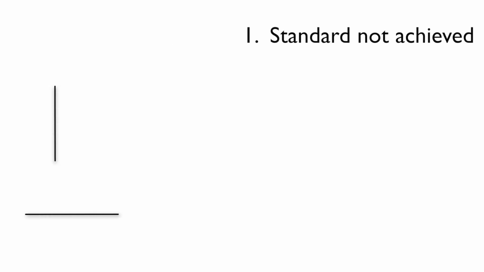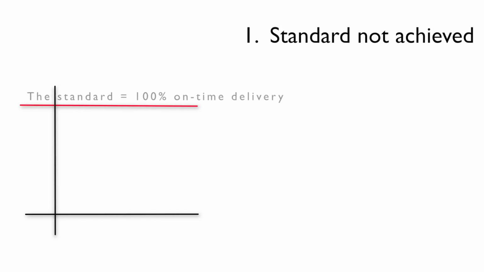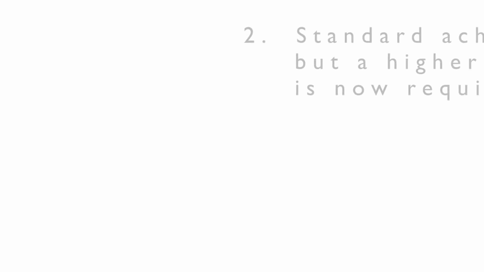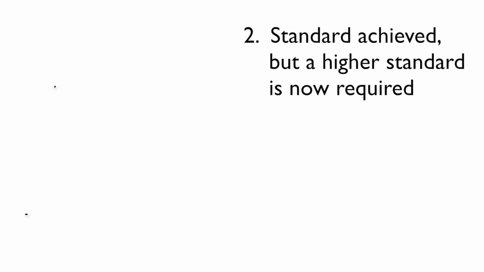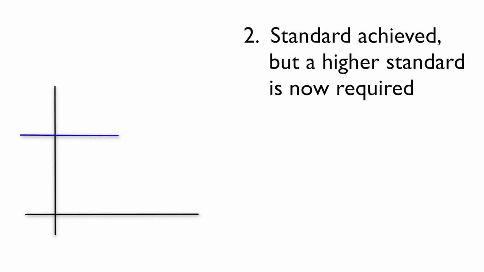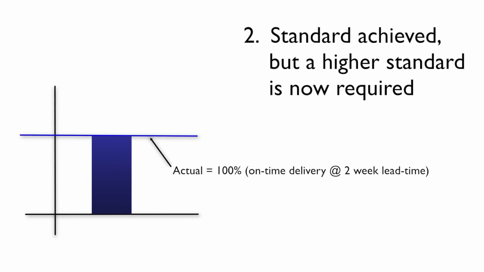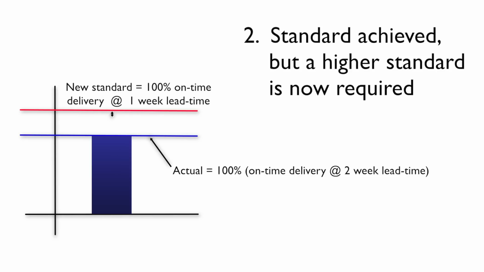Now, taking it a bit further, we're often able to classify problems into one of 3 types. Now, the first is when the standard is not achieved. In other words, if our target is 100% on-time delivery and we experience a month of 82% on-time delivery, our actual performance doesn't meet the standard. Now, the second type of problem occurs when the standard is achieved, but a higher standard is now required.